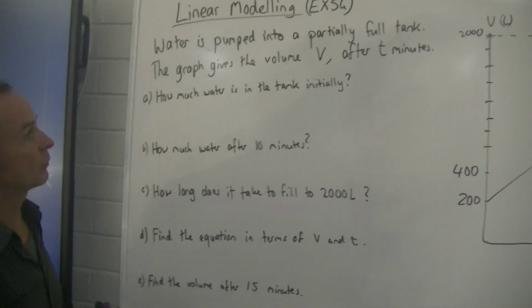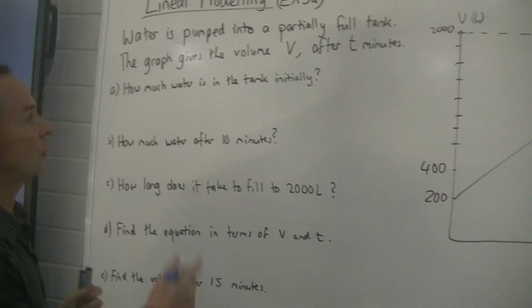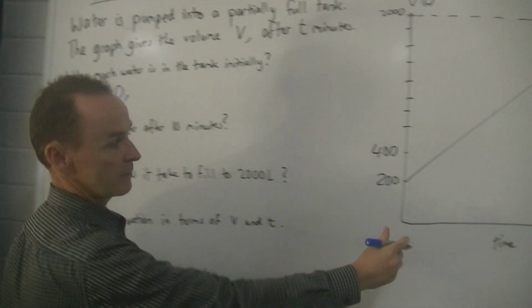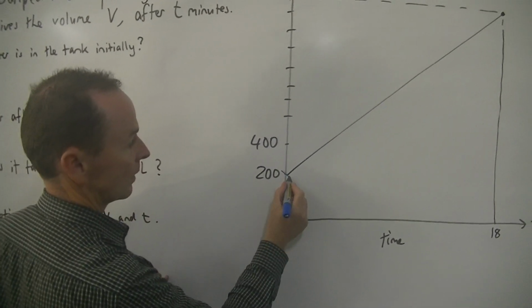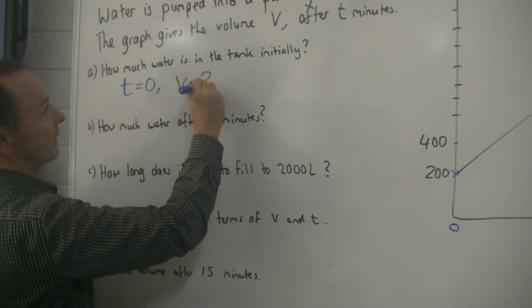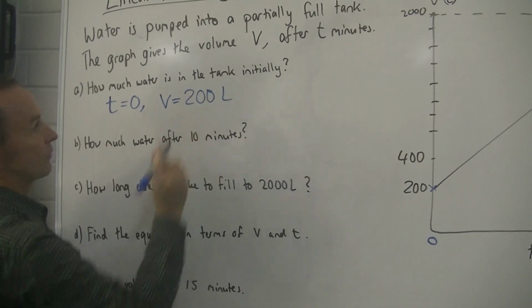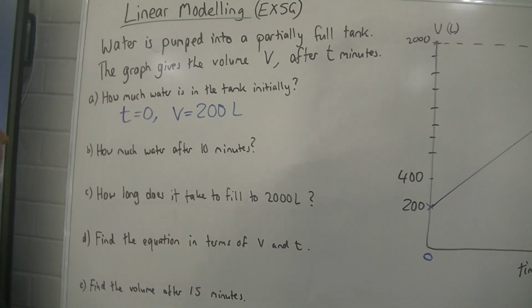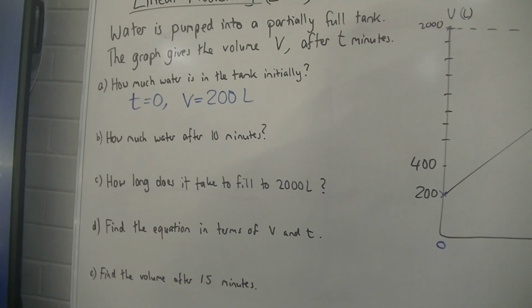It says how much water is in the tank initially. Initially means when time is equal to 0. So when time is equal to 0, 0 is here, we can see that our y-intercept is 200. So we can say the volume equals 200 litres. Always use units, everyone, or else you will lose a mark. And that's it. So initially means at the start.